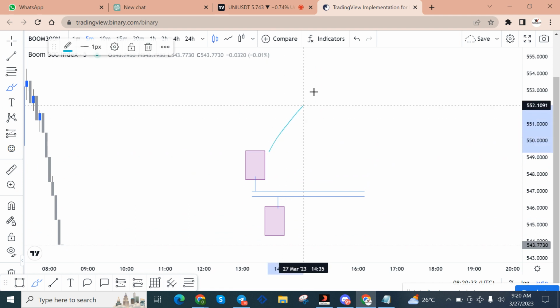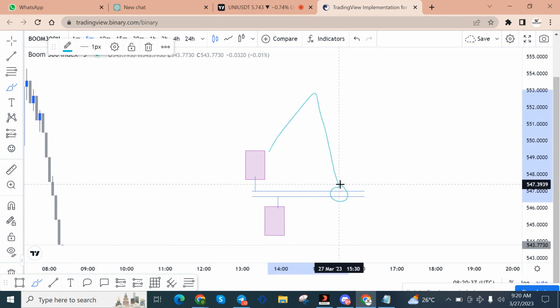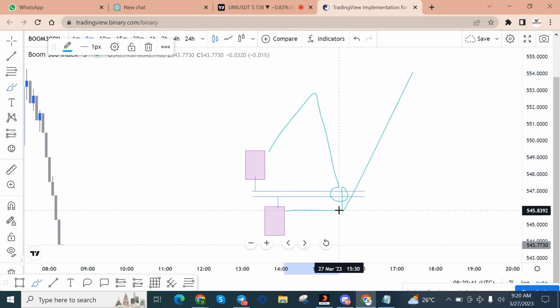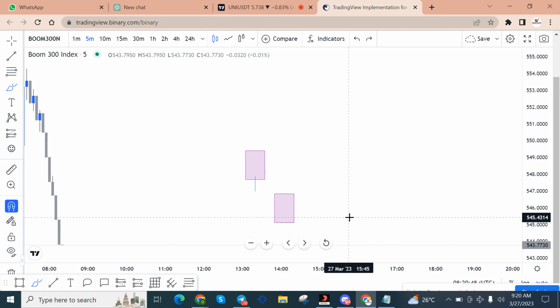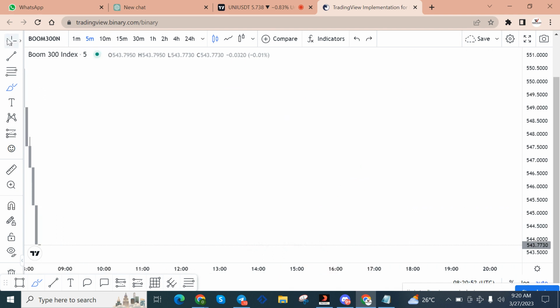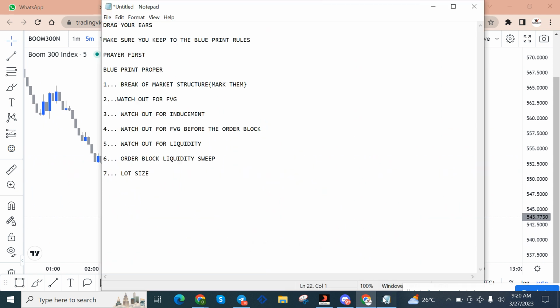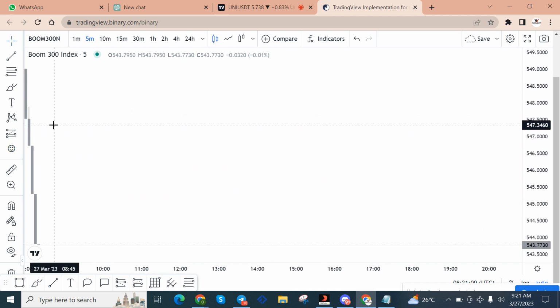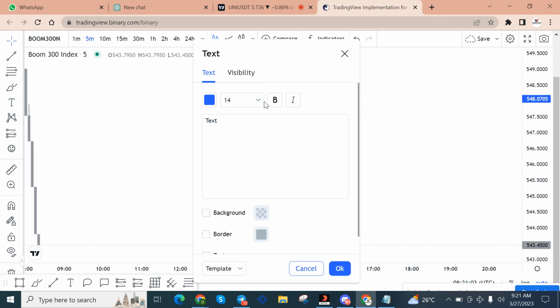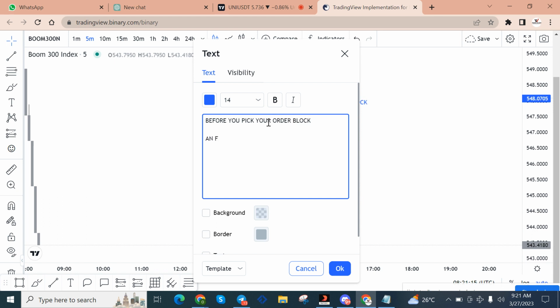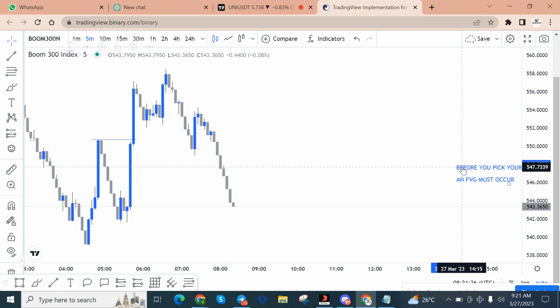And what happens is most times the market comes to this FVG, reacts, or reacts after the FVG, and then pushes back up. So that's a quick one on what a fair value gap is. Most of you by now already know it. So you look at what? FVG. Now, why is FVG important? There is this rule that states that before you pick your order block, an FVG must occur. So before you pick your order block, FVG must be present. No FVG, no entry.